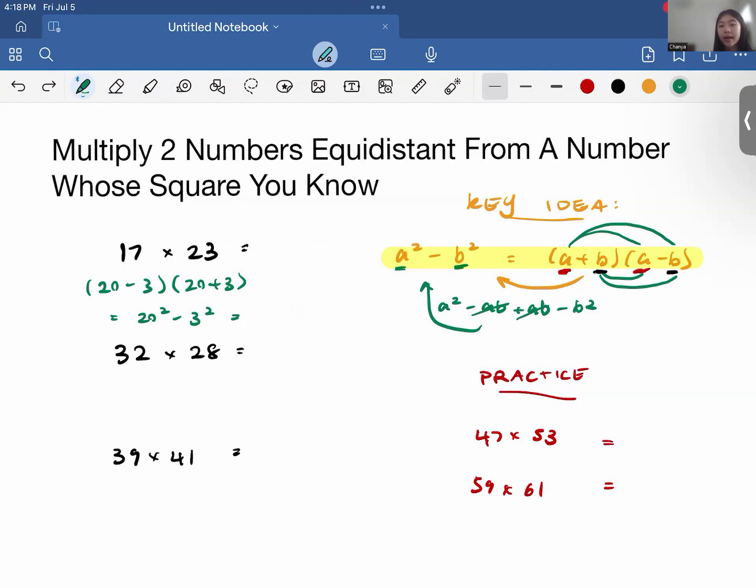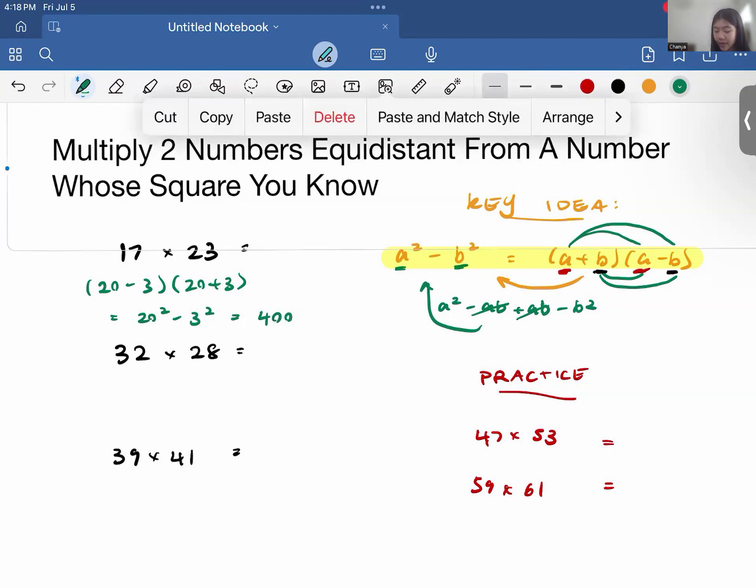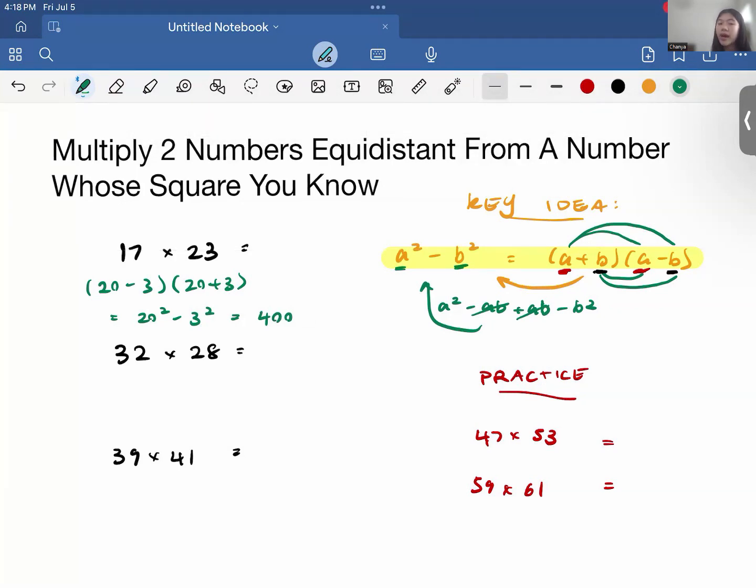So 20 squared is 400, right? And if you're getting a little bit confused as to how many zeros there are in 20 squared, I'll write it to the side here. So 20 squared is equal to 2 times 10 squared. That's equal to 2 squared times 10 squared, which is equal to 4 times 100, right? So just think of it as a multiple of 10 squared, and you will find the correct number of zeros.